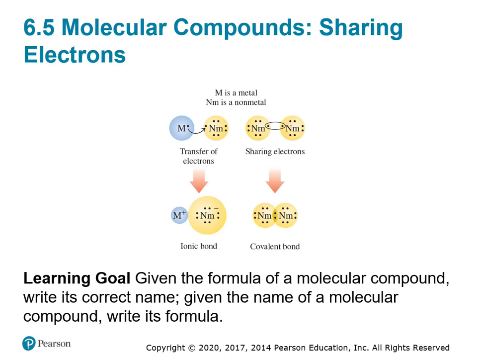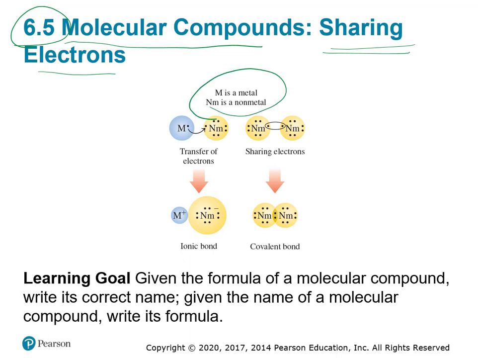The last section in this chapter is about molecular compounds, when we share electrons. Back in ionic compounds, when we had a metal and a nonmetal, the metals would give away their electrons to become a +1, a +2, or +3. And the nonmetals would gain electrons. They would become a -1, a -2, or a -3. So they were held together by an ionic bond because we had charges, we had ions, positive and negative ions.